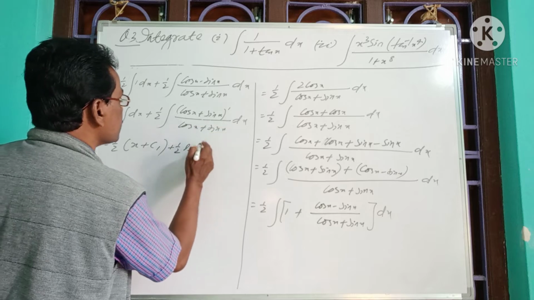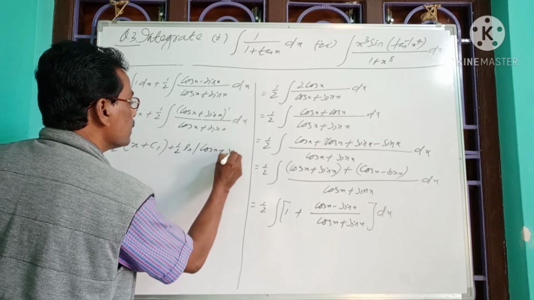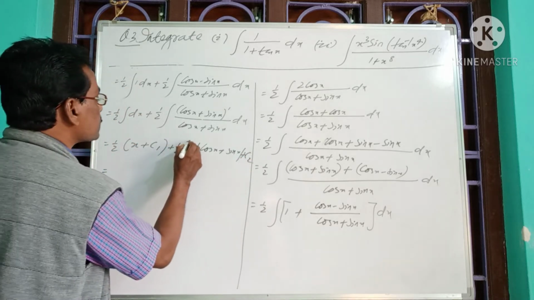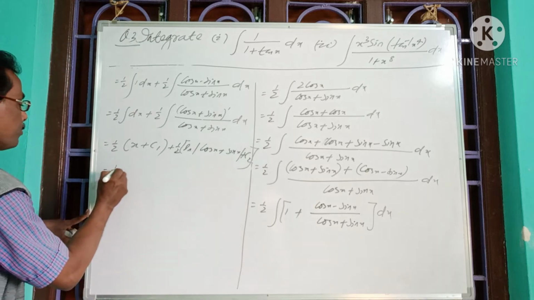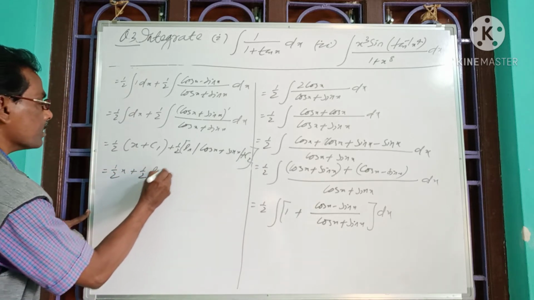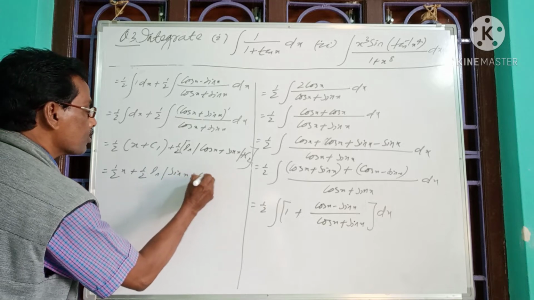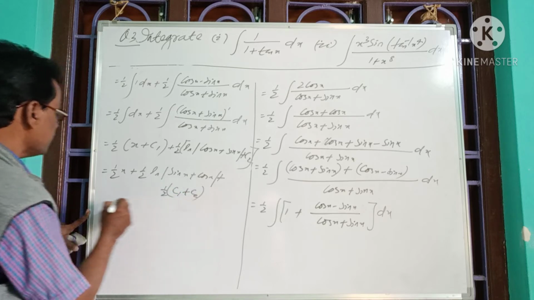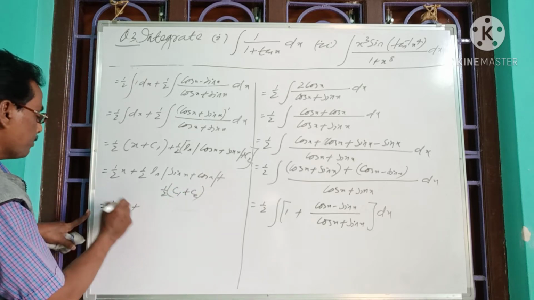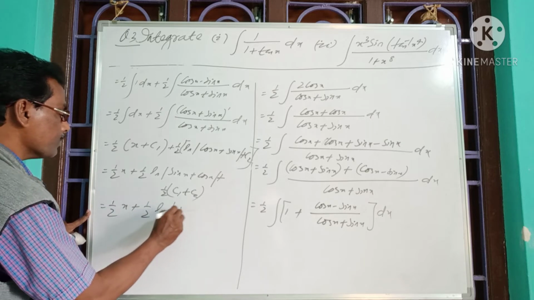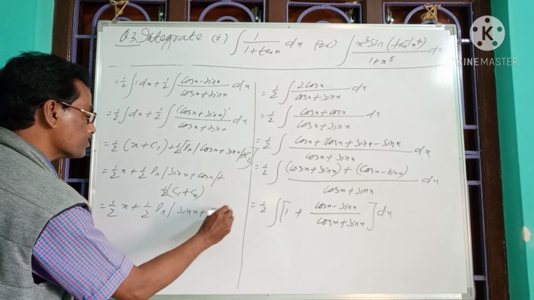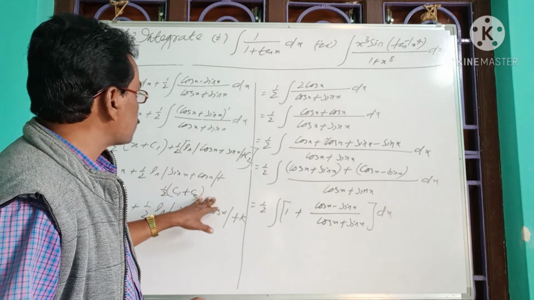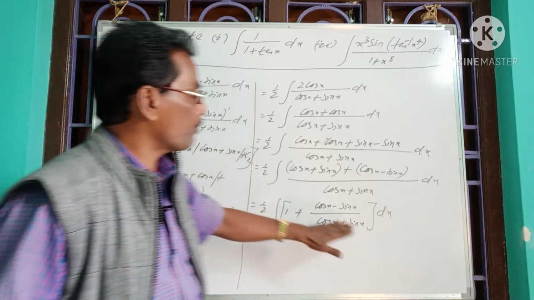Here g(x) is cos x plus sin x, so we have ln of mod of cos x plus sin x plus the constant c2. So now collecting the constants and the functions, we have half into x plus half into ln of mod of sin x plus cos x plus half of c1 plus c2. So finally we have half into x plus half into ln of mod of sin x plus cos x plus k, as constant of integration in place of half into c1 plus c2. So in this process the integration is completed now.